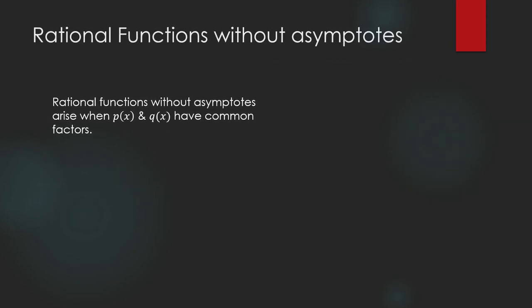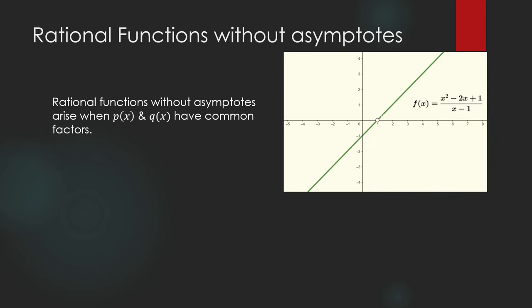Rational functions without asymptotes arise when p of x and q of x have common factors, such as this one. Your numerator can actually be written in the form x squared minus 1. So x minus 1 divided by x minus 1 will give you x minus 1. But x cannot be equal to 1. So you cannot just say that your function after reducing it is equal to x minus 1. No. You must append this restriction. f of x is equal to x minus 1 where x is not equal to 1.